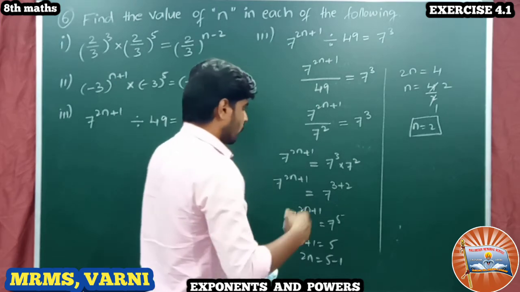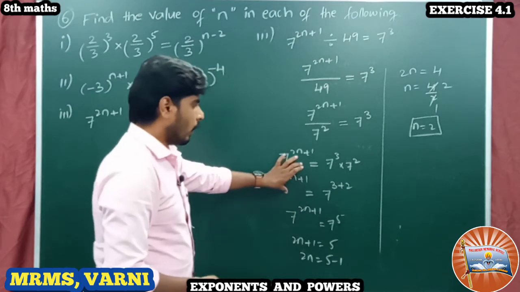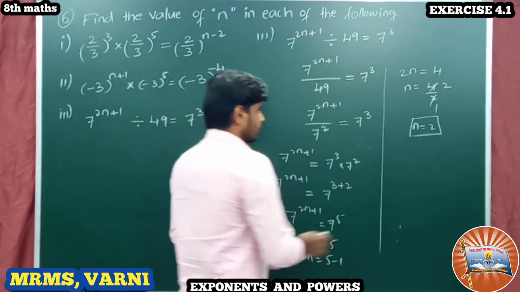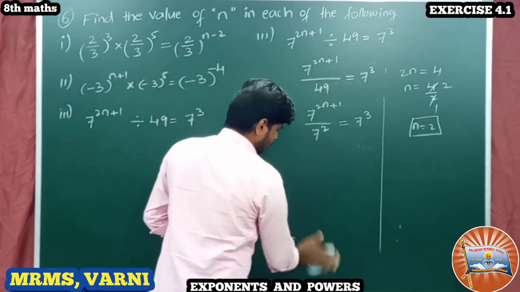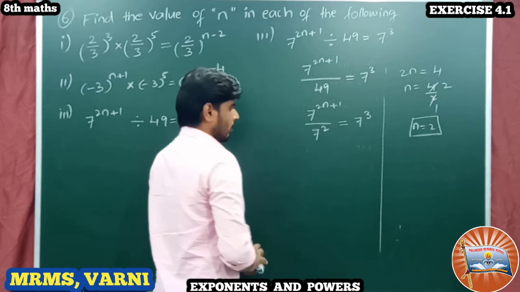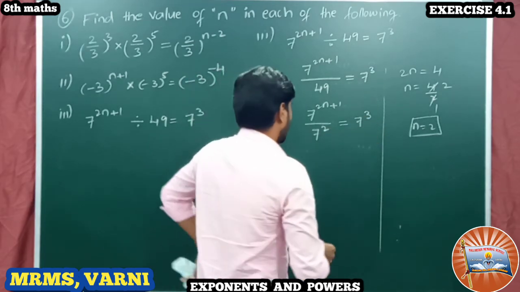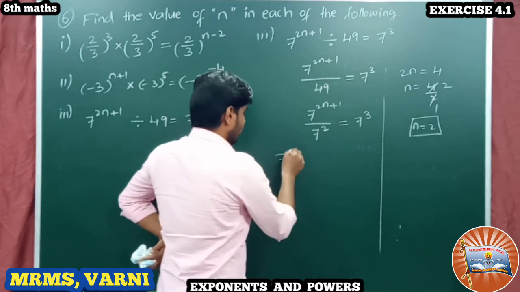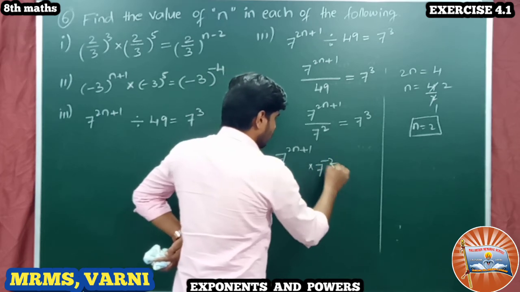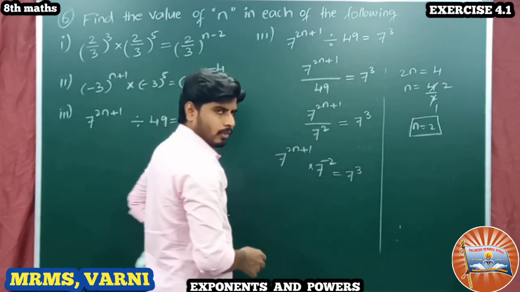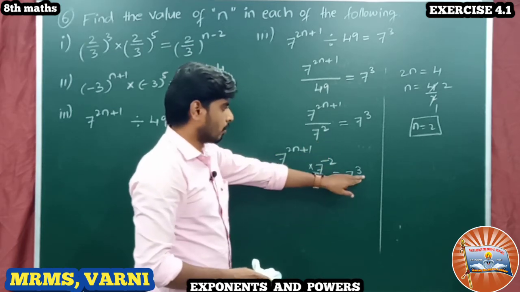Otherwise we can use another way. Pause the video and write this down first. In the previous way, I transposed this 7 square to the RHS side. If you take it like this also, 7 power 2n plus 1 into 7 power minus 2 is equal to 7 cube. This 7 square we can write as 7 power minus 2 also, is equal to 7 power 3.